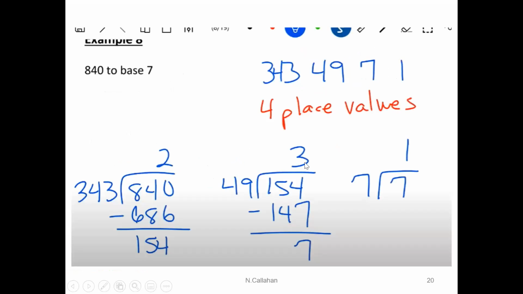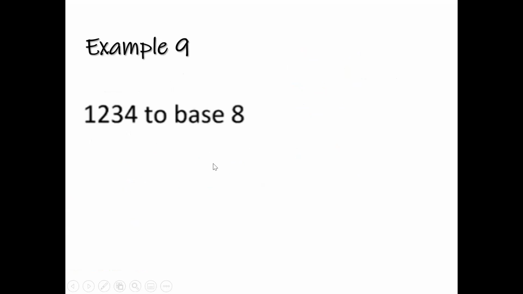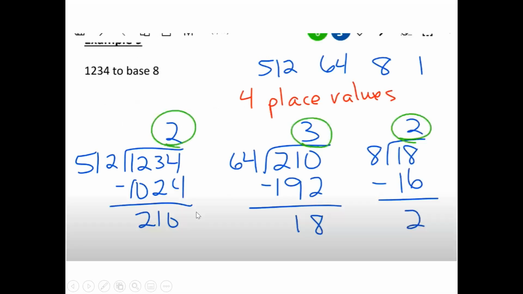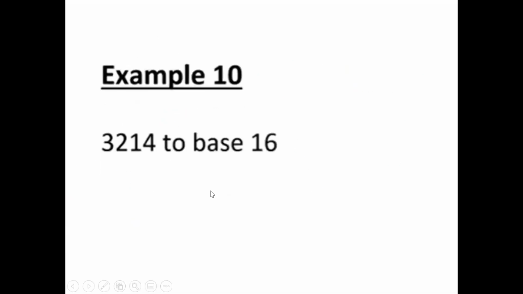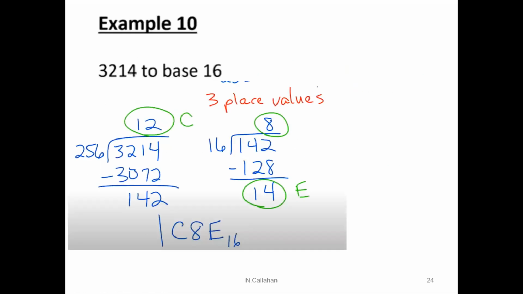All right, now that we've gone over this one, I want you guys to go ahead and give example 9 a try. So pause the video for example 9. Here is your answer. Now let's give example 10 a try. Pause the video. Here is example 10. I want you guys to continue on until you are done with the remaining examples.